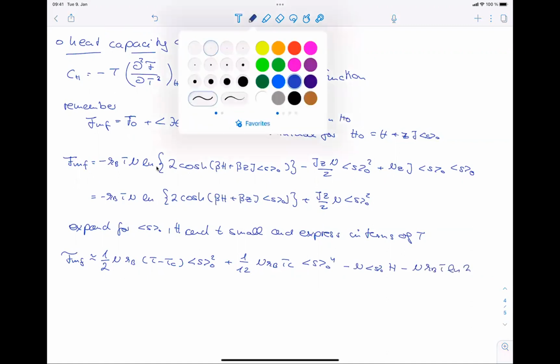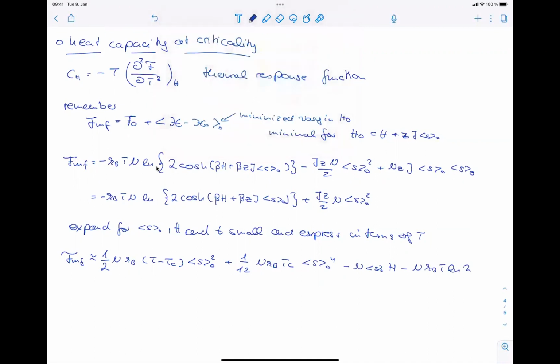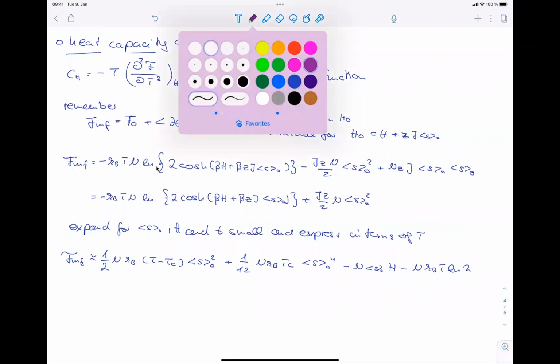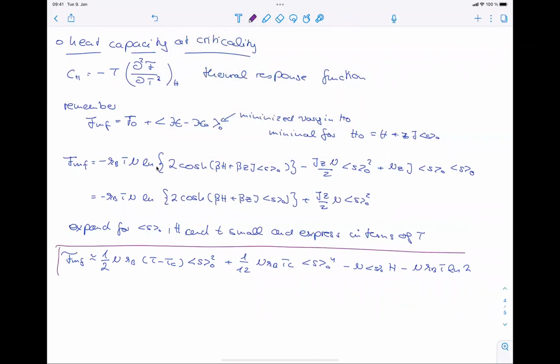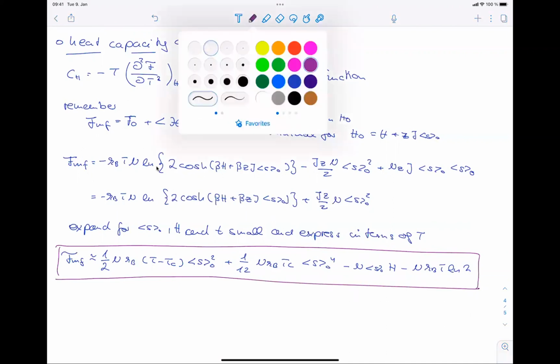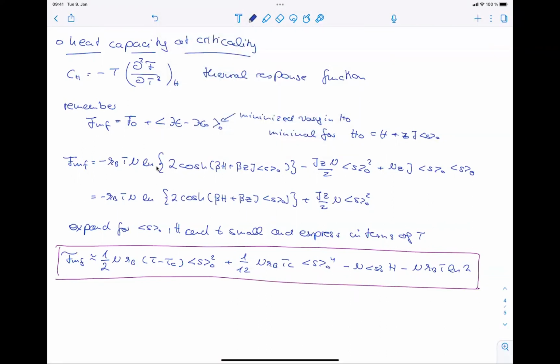Should circle that one. We're going to see this one again. Oh, wrong color. We're going to see this free energy result also popping up again when we look into the Landau-Ginzburg theory, where we derive Hamiltonians based on symmetries.